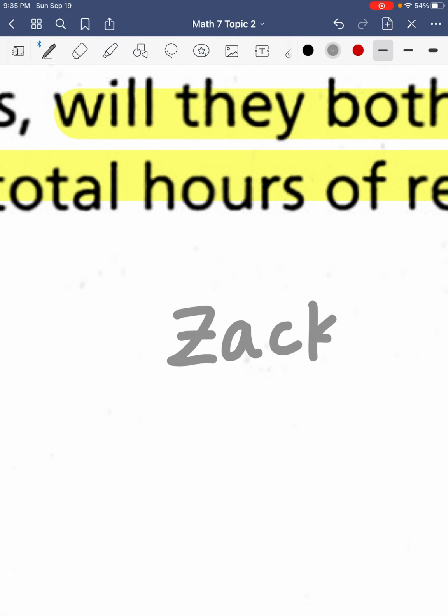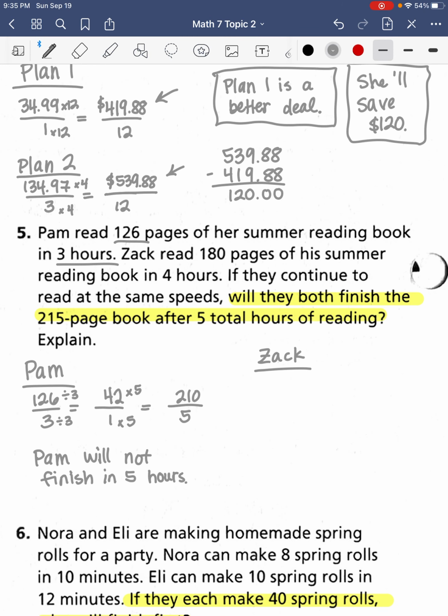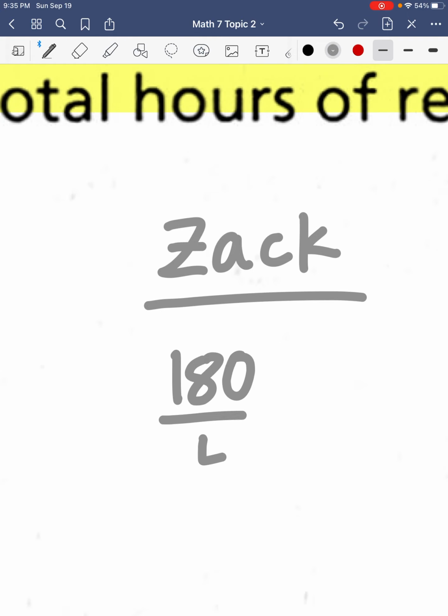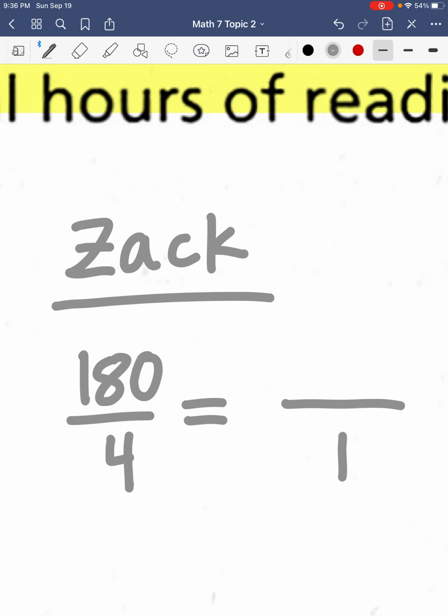Now let's talk about Zach. Okay, so Zach reads 180 pages in 4 hours. So I'm going to use that information to write a fraction. So 180 pages in 4 hours. And we need to figure out what is his unit rate. How many pages does he read per hour? So I want my number of hours to be 1. So to go from 4 to 1, I'm simply dividing by 4. So I'm going to divide by 4 on the top as well. 180 divided by 4, when I put that into my calculator, I get 45. So Zach is reading 45 pages per hour.